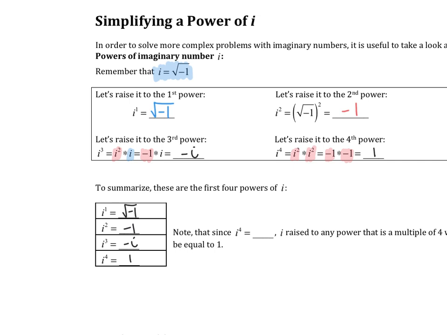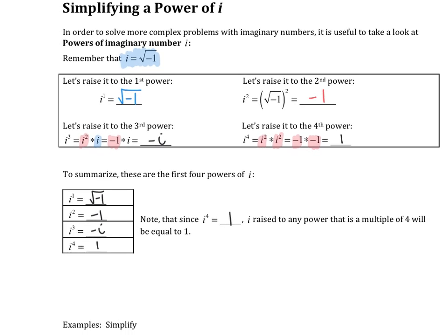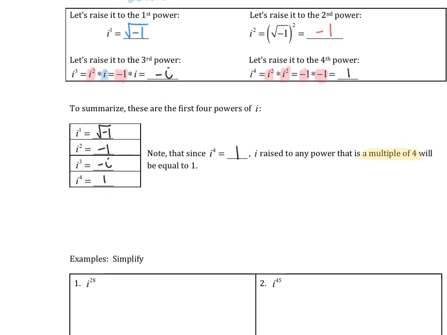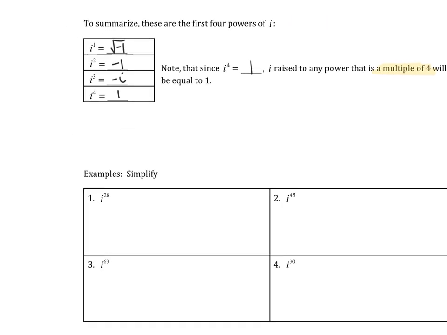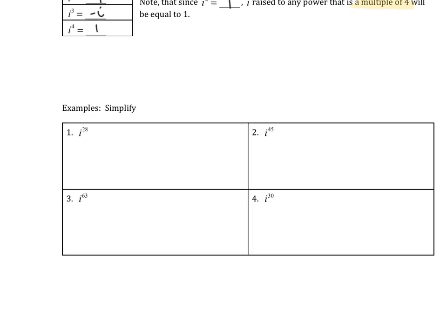And then it says, note that since i to the fourth is 1, then i raised to any power that is a multiple of 4 will be equal to 1. So any power that's a multiple of 4 will be equal to 1. So that's how you simplify powers of i. What you want to do is take out the highest multiple of 4 out of your complex number. So for example, let's look at these examples.